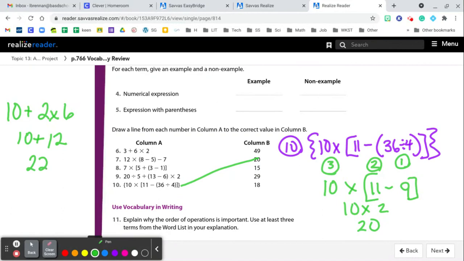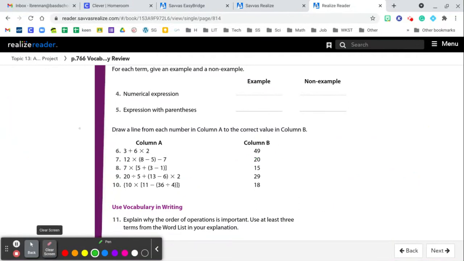If your calculator is not following order of operations, it'll go left to right, and it'll say 10 plus 2 is 12 times 6 is 72. So if you get a 72, you know your calculator does not follow order of operations. So keep that in mind when you are using a calculator. And that's a review of vocabulary.